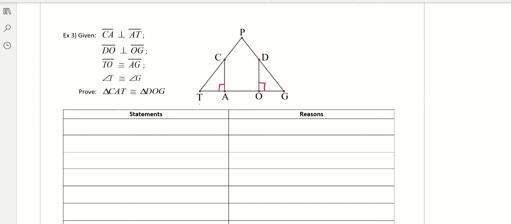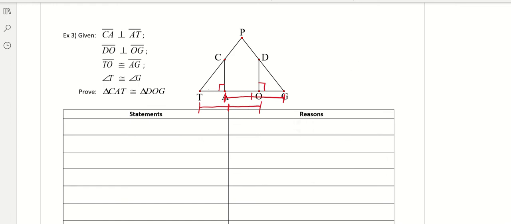We know that TO, let's find TO right there. All right, so TO, let's give that one tick mark, is congruent to AG. AG is from A to G. Give that one tick mark. Notice that segment TO and segment AG, they both share segment AO. So when a segment, that'd be AO, is subtracted from congruent segments, so AO is subtracted from both of these, what are we left with?